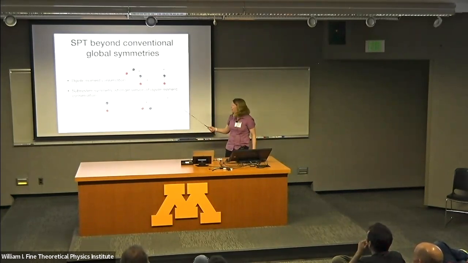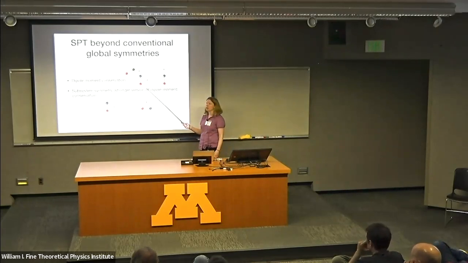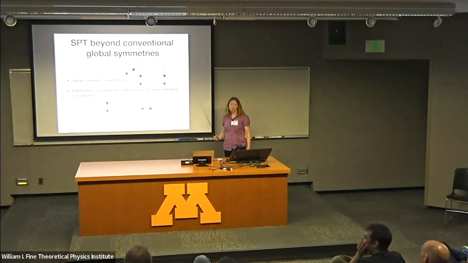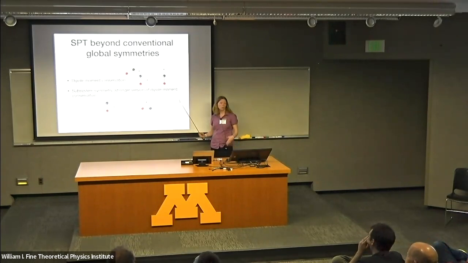So what do I mean by beyond ordinary global symmetries? Well, the examples that I'm going to focus on today. An example that you might think, and I will argue can be physically relevant for materials, is a system which has a conserved dipole moment. So the overall symmetry is U1, but it has not only a conserved U1 charge, but also a conserved U1 dipole moment.